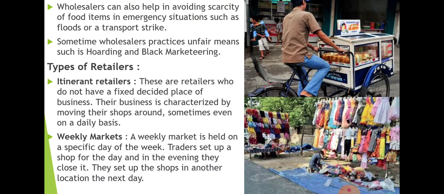Now, wholesalers can also help avoid the scarcity of food items in emergency situations such as flood and transport strike. Wholesalers are there to help during an emergency situation, where their product can reach the common people directly. But during natural calamities and emergency situations, sometimes wholesalers practice unfair means such as hoarding or black marketing. So what is black marketing?